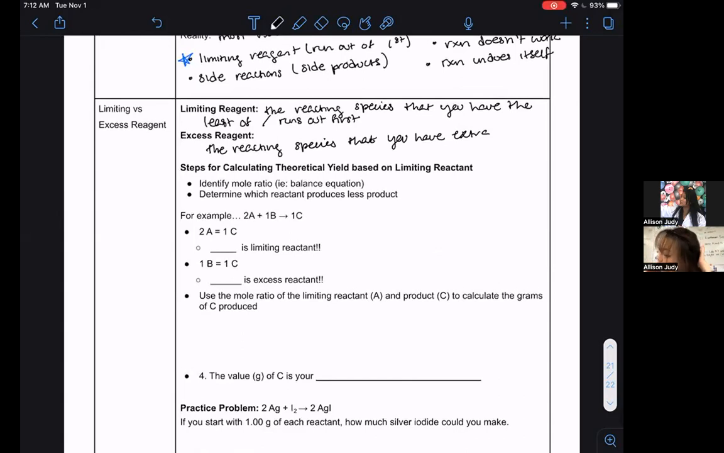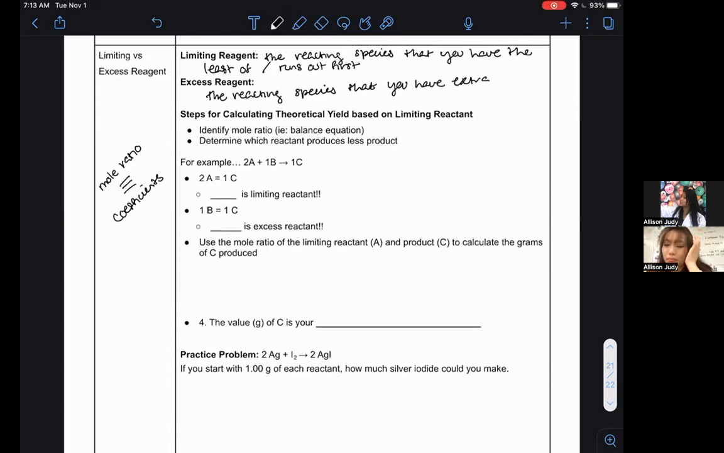So how do you calculate theoretical yield based on limiting reactant? Well, let's start really simple. The overall process is that you identify the mole ratio using the balanced chemical equation coefficients. Remember that mole ratio is like saying the coefficients of the balanced chemical equation. And then you use that mole ratio to determine which reactant will produce the least amount of the same product. So for example, let's say I have a recipe for ham sandwiches and I say that I need 2 slices of bread for every 1 slice of meat.